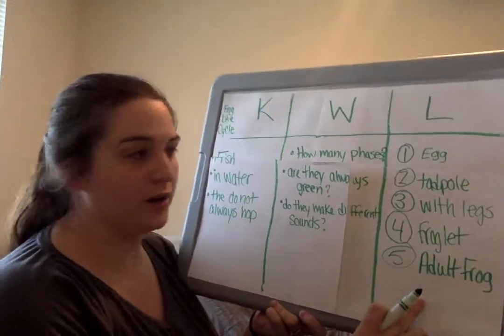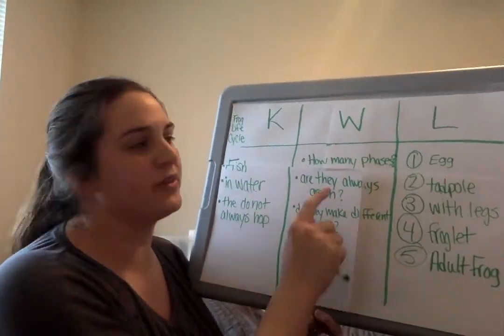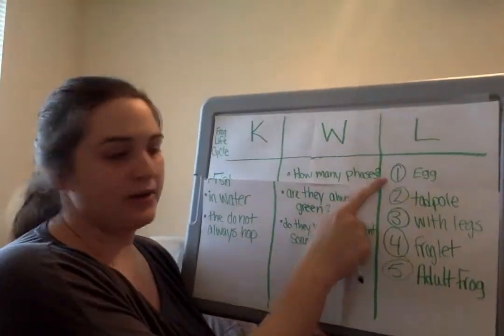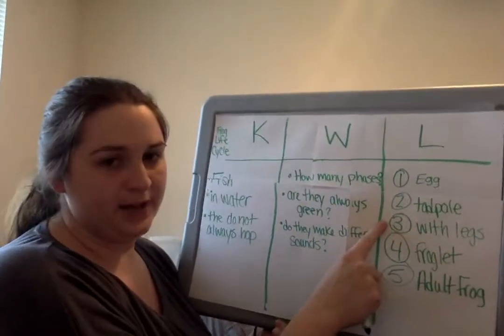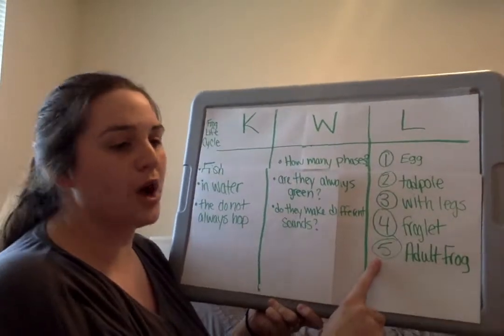We say adult frog because technically it was always a frog, but it just changed into an adult frog all the way back from the egg. So I want you guys to say it with me together. We have egg, tadpole, tadpole with legs, froglet, and adult frog. Very good job.